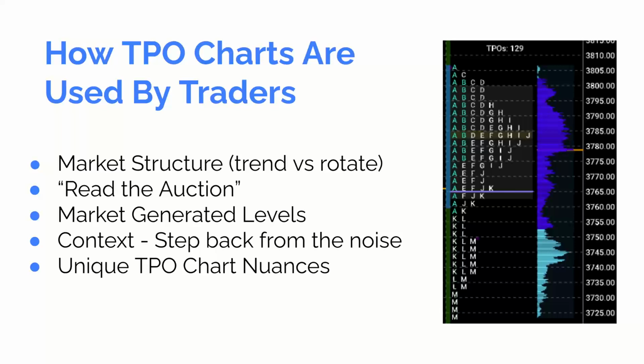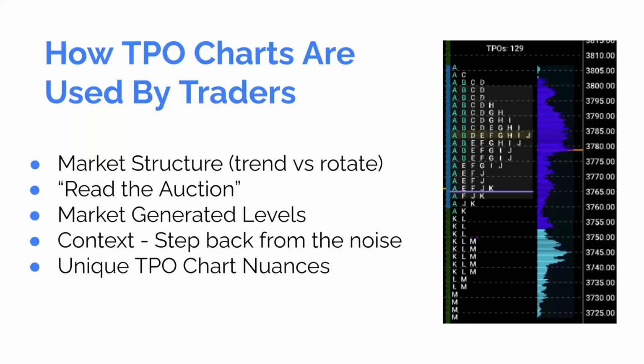If the market's been rotating and tests an extreme, like a new high, odds favor selling the new high and looking for the market to rotate back down. That's just one use case, a way you can think about applying this information because of how it's organized. Reading the auction is another one.